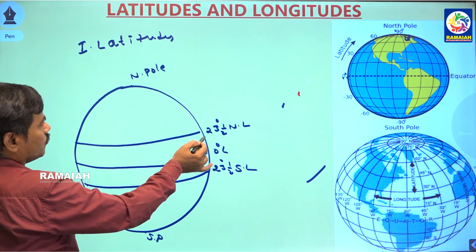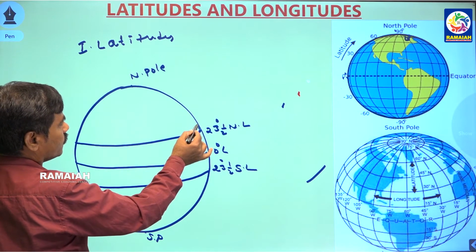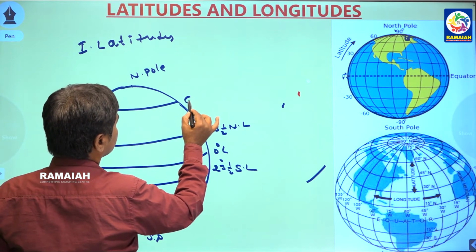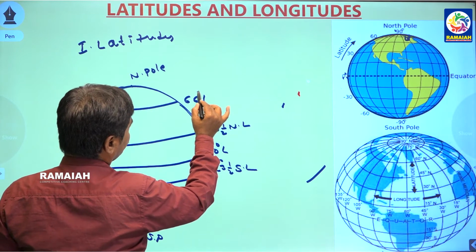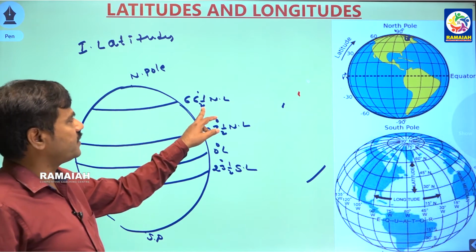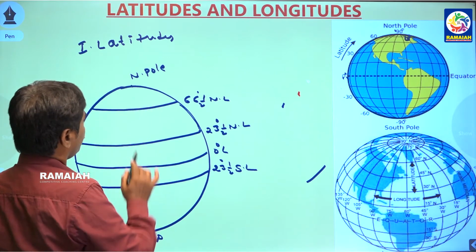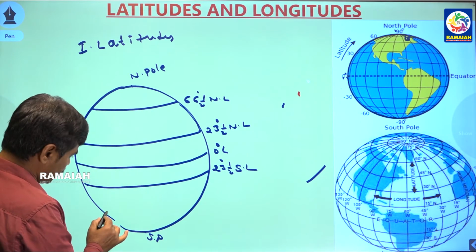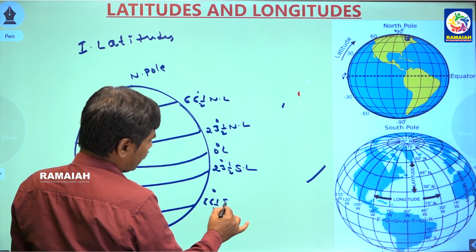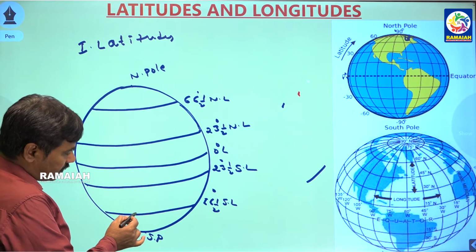One more latitude, going towards the North Pole and South Pole, is from 23½ up to 66½, right? Now you can see this is the 66½ degree north latitude. This is called the Arctic Circle. And one more, this is the 66½ degree south latitude. This is called the Antarctic Circle.